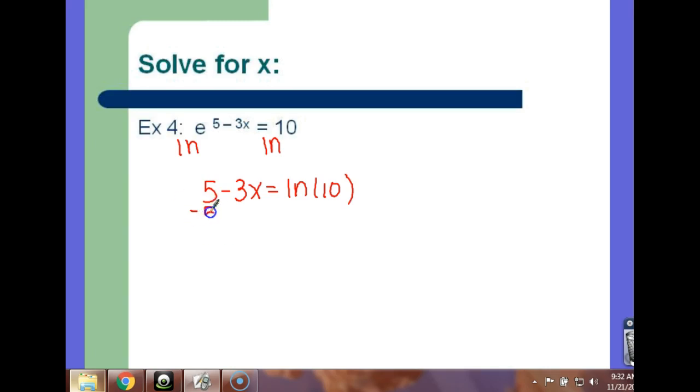Subtract 5, divide by -3, and you get x equals -1/3 ln 10 plus 5/3. You could have left it as one big fraction, two small fractions, doesn't matter, same property. Bringing the 1/3 in on the 10 doesn't help because 10 is not a perfect cube, so we don't have to bring it in. But if it was like the number 8, I might have brought it in just to help me see it better.